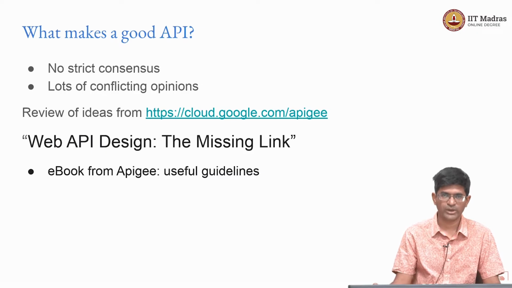What I am going to be doing over here in this video is to review some of the ideas found in this ebook, Web API Design: The Missing Link. It's by a subsidiary of Google. It was a company called Apigee that was then acquired by Google, and they have a number of very useful guidelines. It's been nicely written with a few different examples that illustrate what does and does not make a good API, and what are the things that you could look for while designing one.